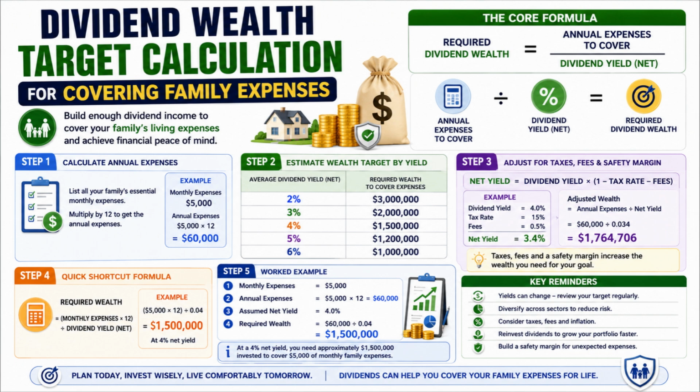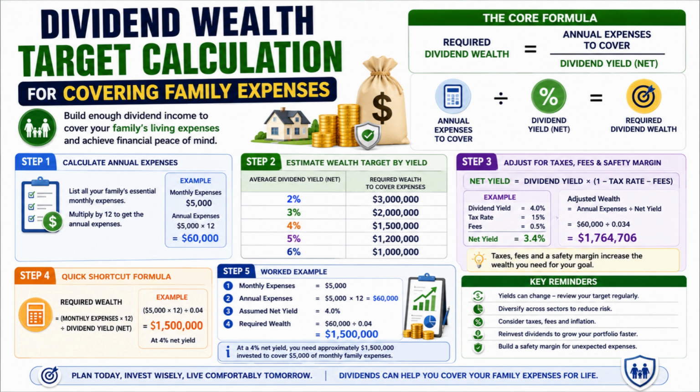In addition, you can use a quick shortcut formula. Required wealth equals monthly expenses multiplied by 12, divided by dividend yield or net yield. For example, $5,000 per month multiplied by 12 gives $60,000 per year. Then, 60,000 divided by 4% equals $1,500,000. This means that at a 4% net yield, you may need approximately $1,500,000 invested to cover $5,000 of monthly family expenses.